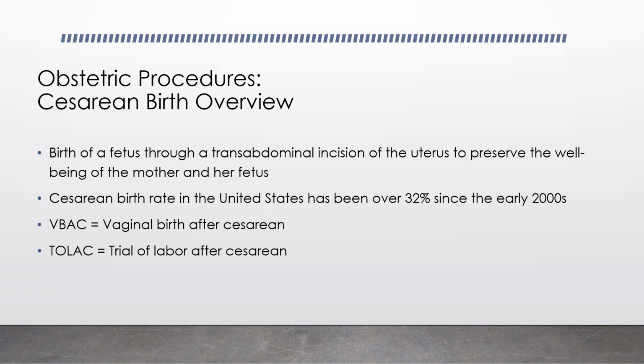A VBAC is a vaginal birth after cesarean. So we used to say if you had a cesarean once, you couldn't have the baby any other way. But now there have been some women who had a cesarean who successfully delivered vaginally in their next pregnancy. A TOLAC is a trial of labor after C-section, and sometimes babies don't tolerate it. Or mama changes her mind. They'll do a little trial of labor and see how she does. It's called a TOLAC.